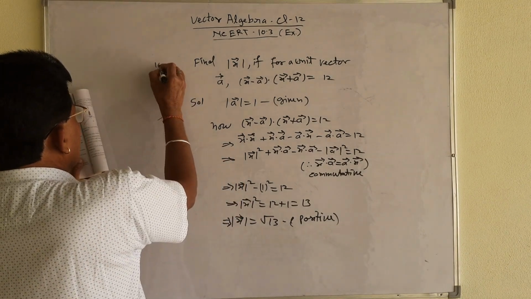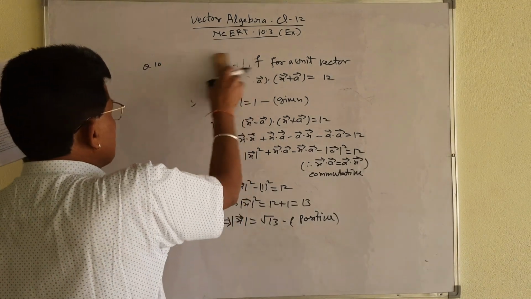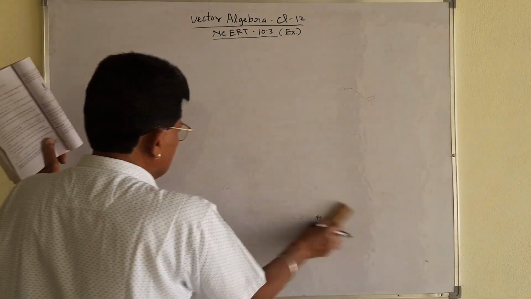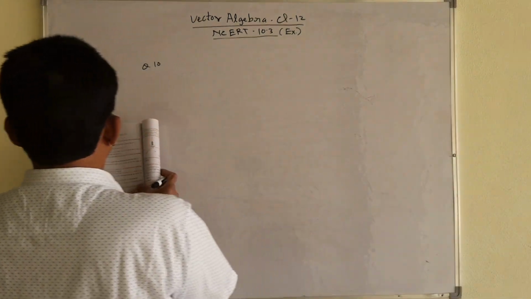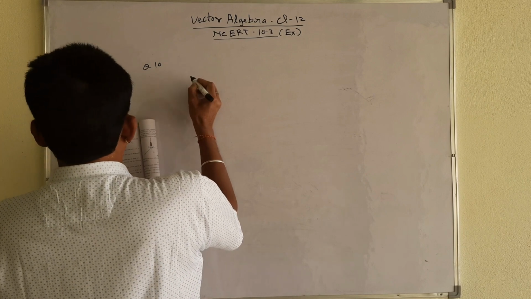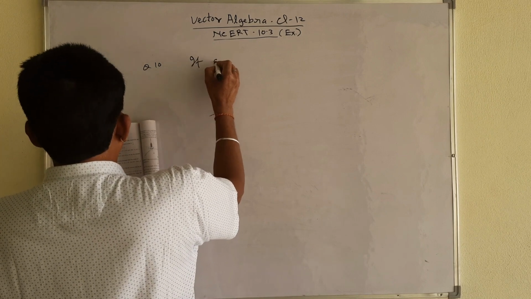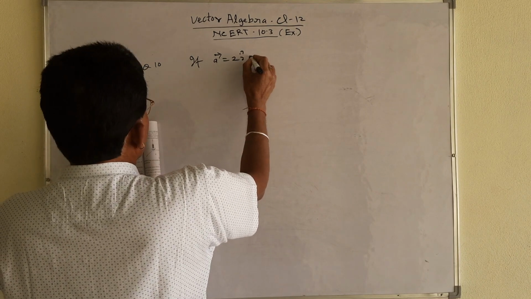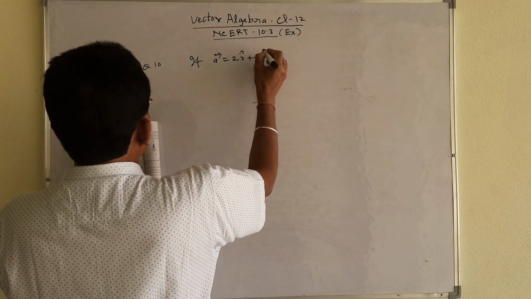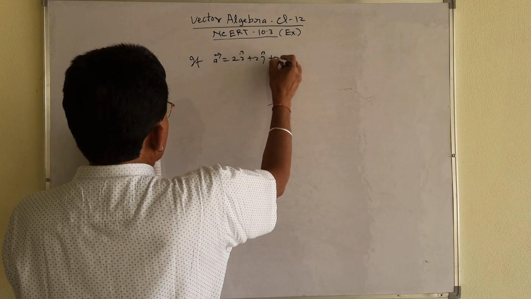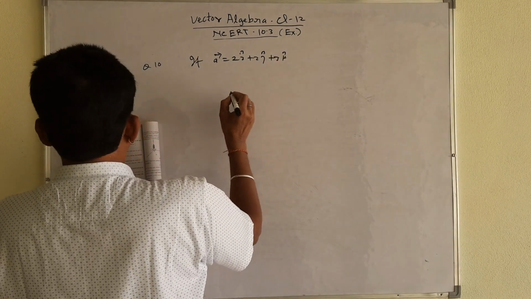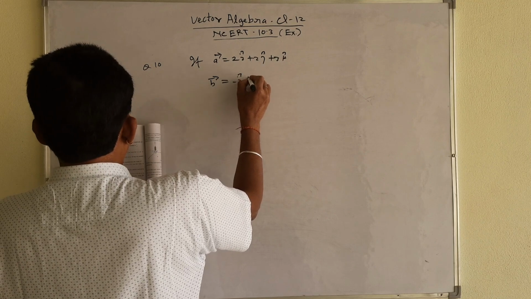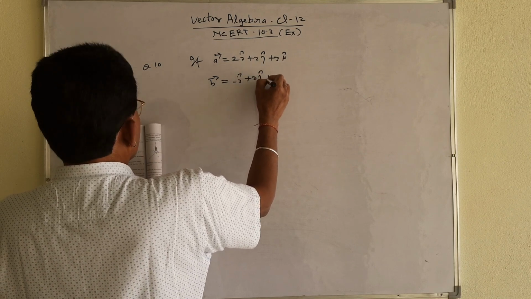Question number 10 of NCERT book. I am discussing a very important question from your NCERT book. Show that, question number 10, if vector A is given, that is 2i plus 2j minus i plus 2j plus k. I am telling slowly so that you can understand. I am not telling fast at all, that is why try to understand.